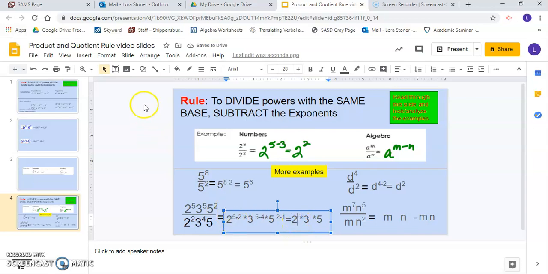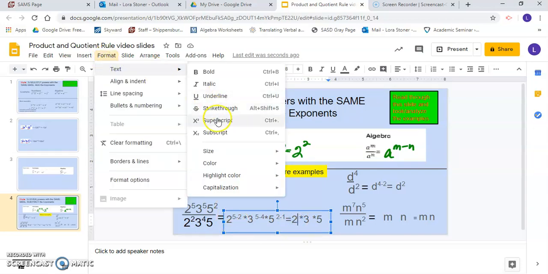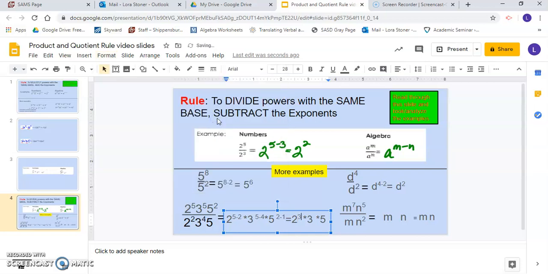Alright, so 5 minus 2 will equal 3. And 5 minus 4 will equal 1. So you can put a 1 here if you would like, or you can just leave it as a 3. And then 2 minus 1 is 1. So again, the 5 doesn't need to have a 1 either, because we know as long as there's a 5 there, there's a 1 there. Okay, it's a known 1.